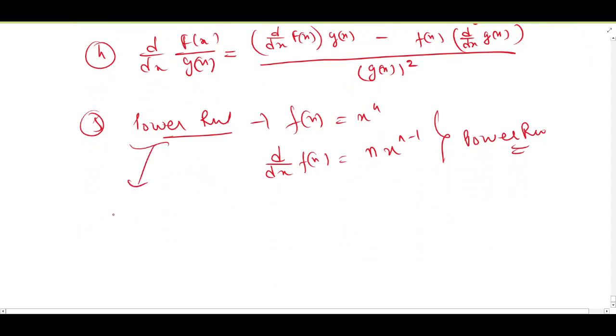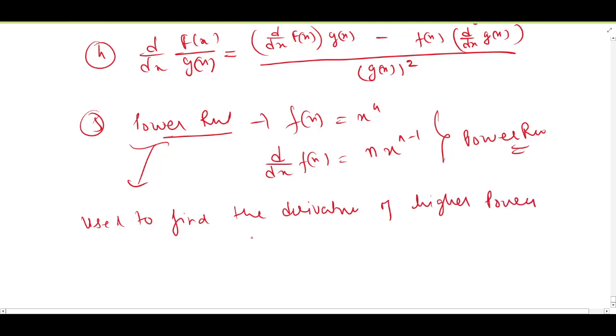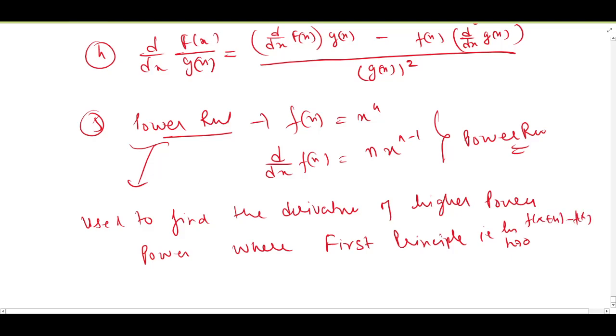This rule is very useful when we have to find the derivative of higher powers, where the first principle, that is limit h tends to 0 of f of x plus h minus f of x divided by h, takes a lot of time.